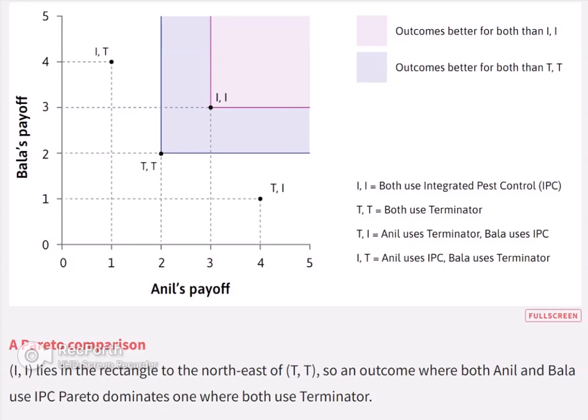So we would say that point II Pareto dominates point TT because it's objectively better. The payoff for II is 3 to each farmer, whereas the payoff for TT is 2 for each farmer. So that's it for Pareto domination.